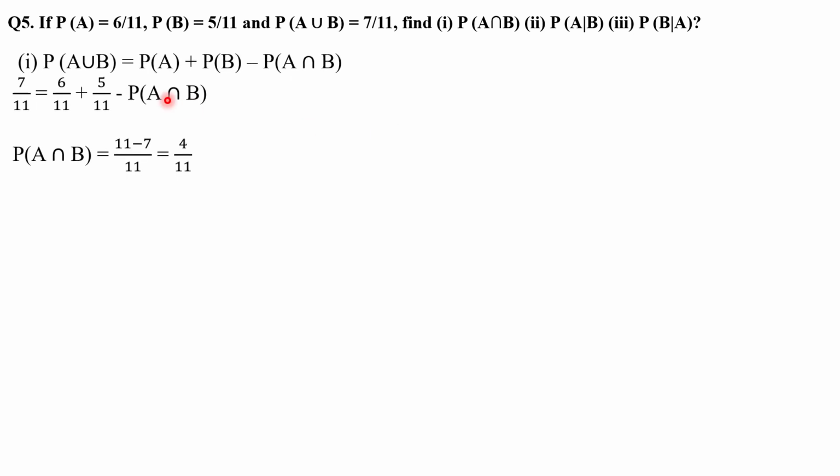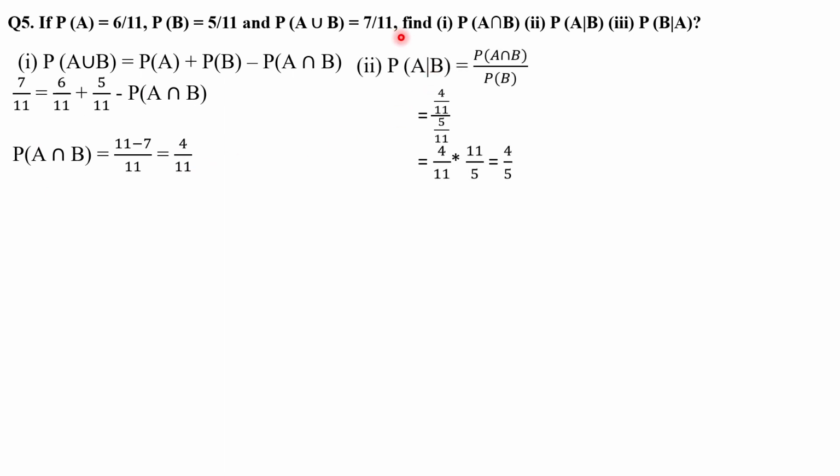Now question number 5. Probability of A is given, probability of B is given, probability of A union B is given. Now you need to find out probability of A intersection B. Then the second part, probability of A given B, then the third part, probability of B given A. As you know the formula, probability of A union B equals probability of A plus probability of B minus probability of A intersection B, you just need to put in the values and solve it, and you will get the probability of A intersection B. Everything is written. I don't think I need to explain all these things. You are all from class 12, so I think you will get the answer how I find it.